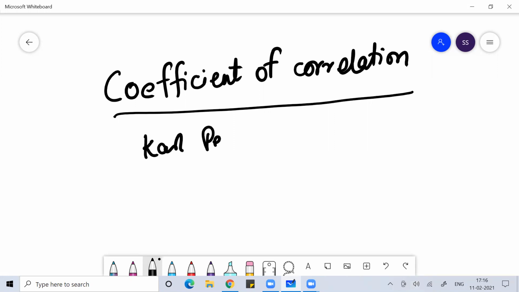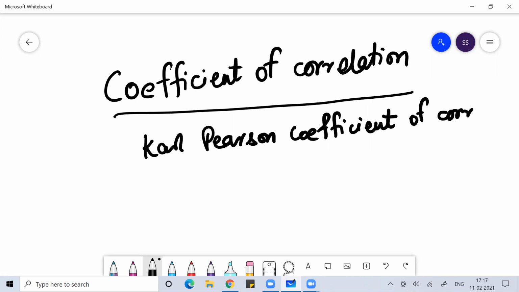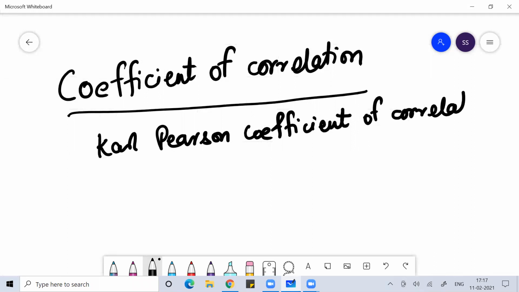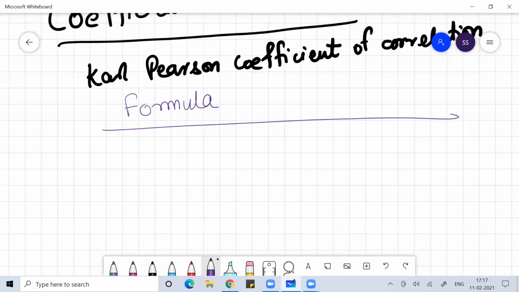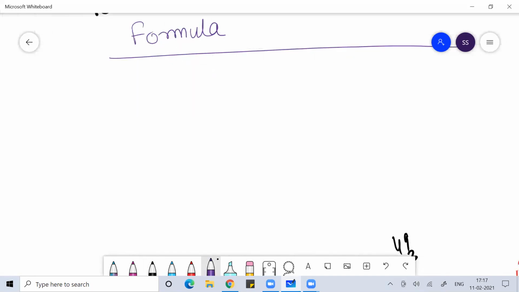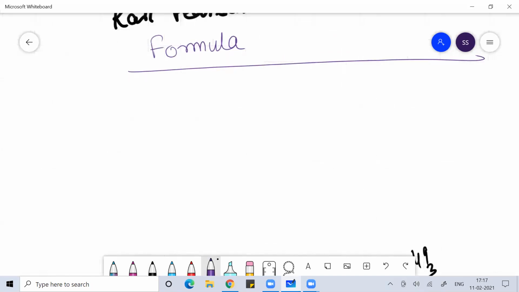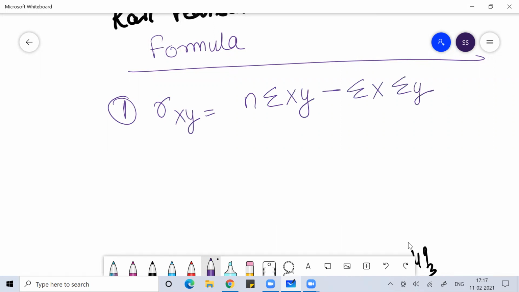So here I'm talking about the Karl Pearson coefficient of correlation formula. When I talk about the Karl Pearson coefficient of correlation formula, we have two formulas. Basically, formula number one is r of xy is equal to n summation of xy minus summation of x into summation of y.